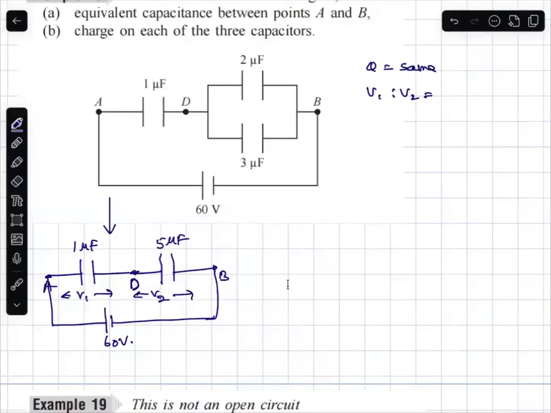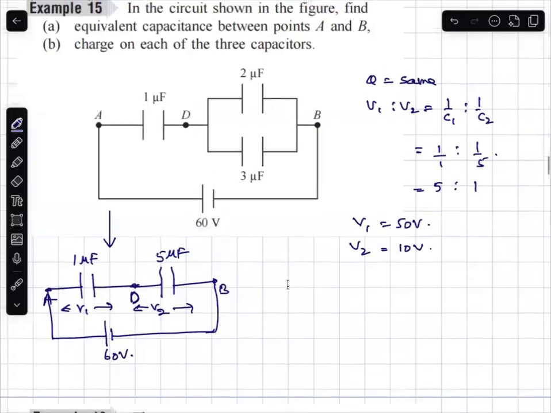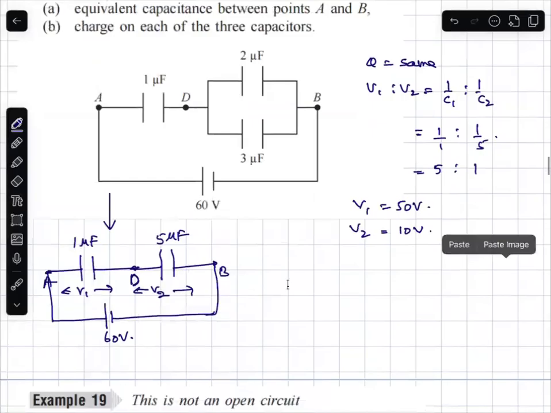V1 is to V2 is 1 by C1 is to 1 by C2. Means 1 by 1 is to 1 by 5. This is nothing but 5 is to 1. Right. So therefore, how to break 60 volts into 5 is to 1? V1 clearly becomes 50 volts. V2 clearly becomes 10 volts. What do you want? Equivalent capacitance between point A and B.